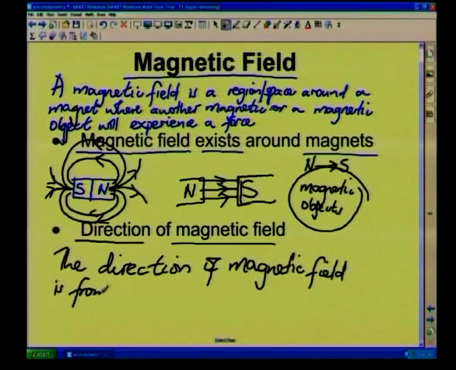And of course, we use field lines to represent the magnetic field like I've shown earlier on. So it's from north to south. We've got the south pole and the north pole of a magnet.